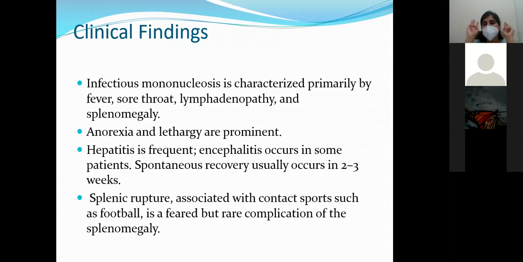For infectious mononucleosis, you have to remember three things: fever, sore throat, generalized lymphadenopathy, and sometimes splenomegaly as well. Anorexia and lethargy are prominent. Hepatitis is frequent. Encephalitis occurs as a complication, and spontaneous recovery usually occurs within 2 to 3 weeks. Splenic rupture associated with contact sports such as football is a rare complication of splenomegaly. So the patient will present mostly with fever, sore throat, generalized lymphadenopathy, sometimes splenomegaly, and hepatitis is sometimes present, and encephalitis is a very rare complication.